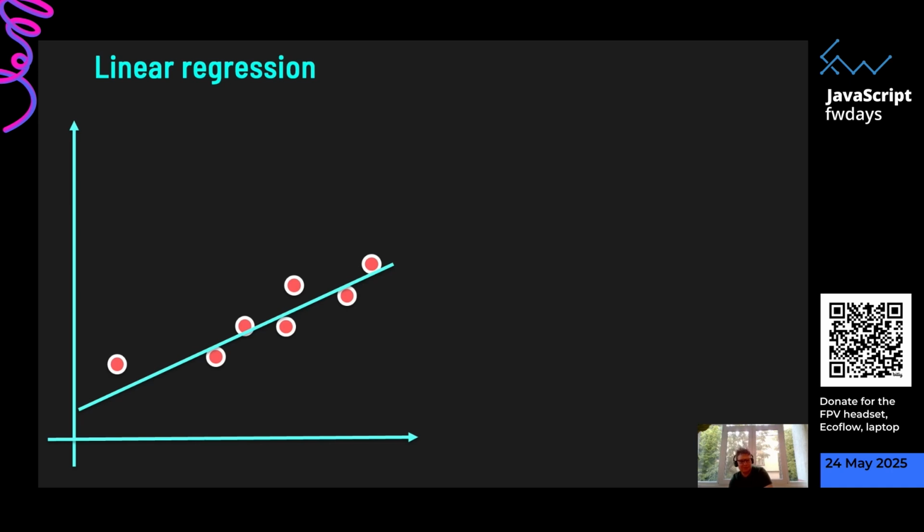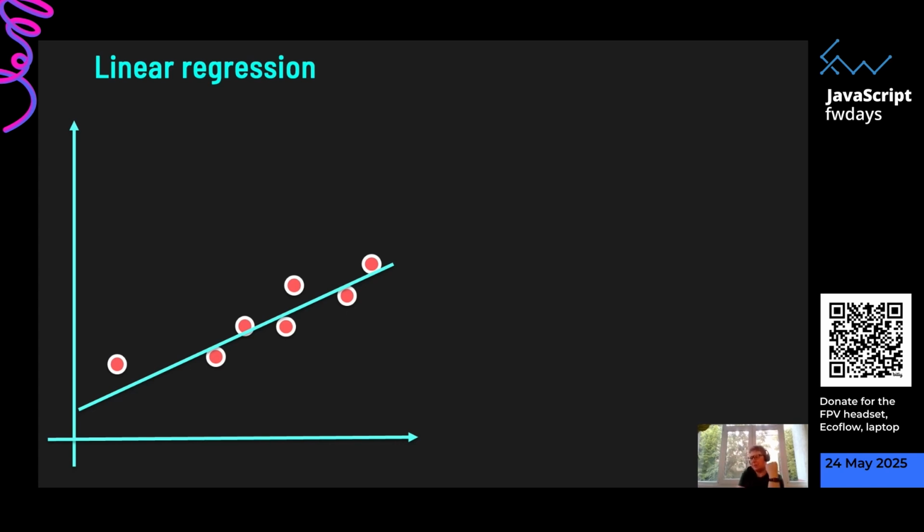Let's say you have a function, y equals 2x plus 1. This is a function. Do I know this function? Yes. Does the computer know it? No. So I will be computing 5 points on this function, let's say 0, 1, 2, 3. And in each point, I will compute the value of the function.